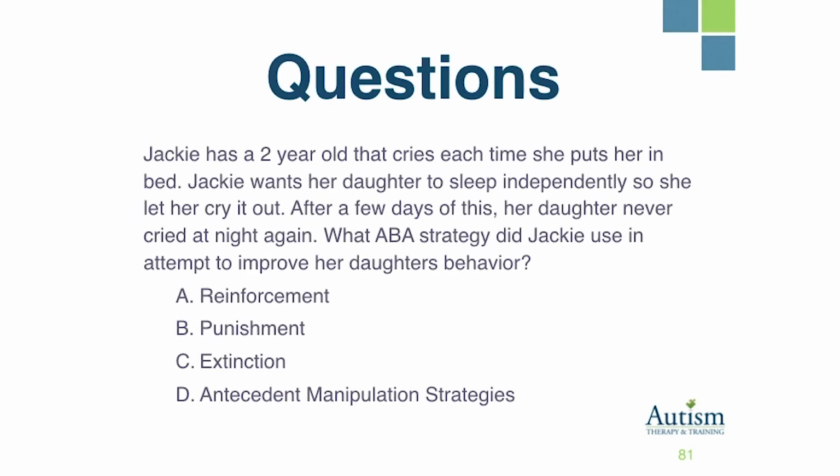Jackie has a 2-year-old daughter that cries each time she puts her in bed. Jackie wants her daughter to sleep independently, so she lets her cry it out. After a few days of this, her daughter never cried at night again. What ABA strategy did Jackie use in an attempt to improve her daughter's behavior? A. Reinforcement. B. Punishment. C. Extinction. Or D. Antecedent manipulation strategies.